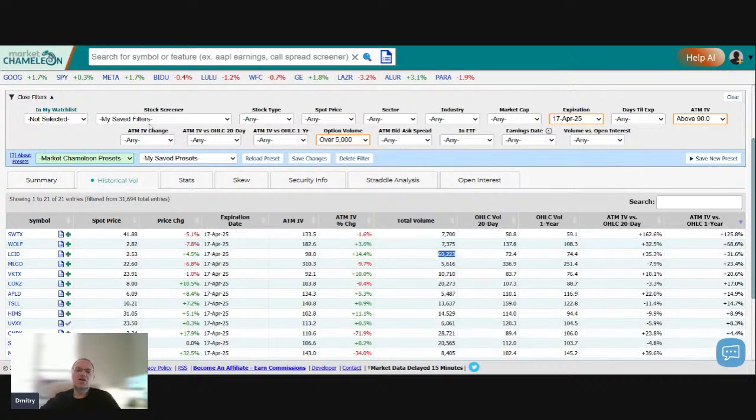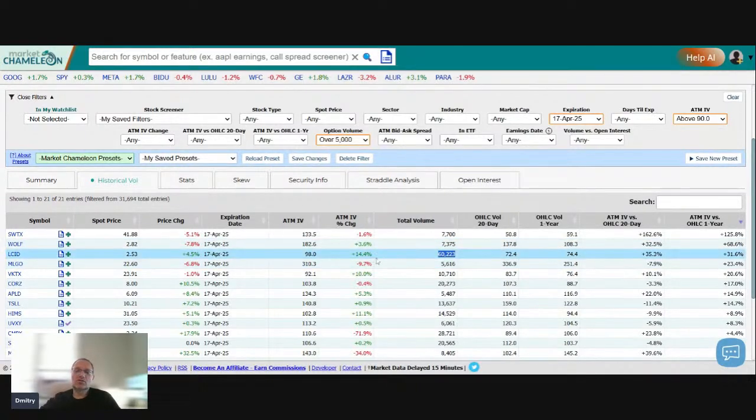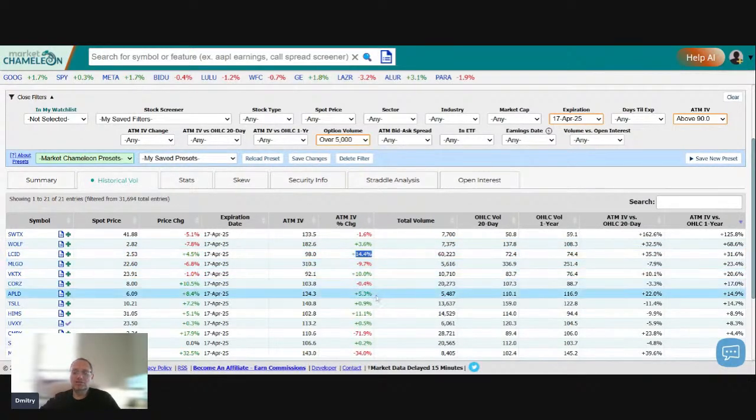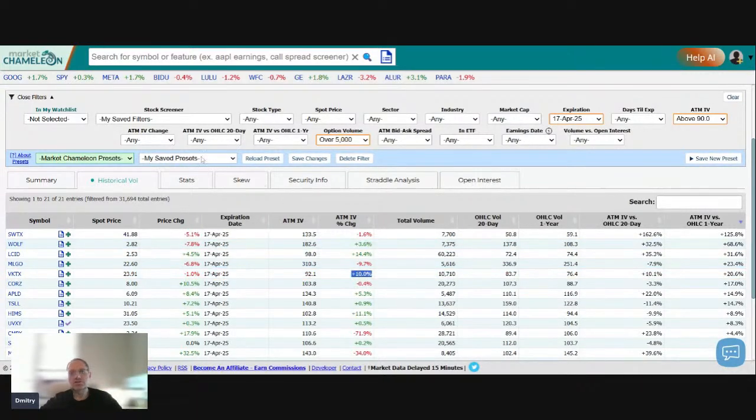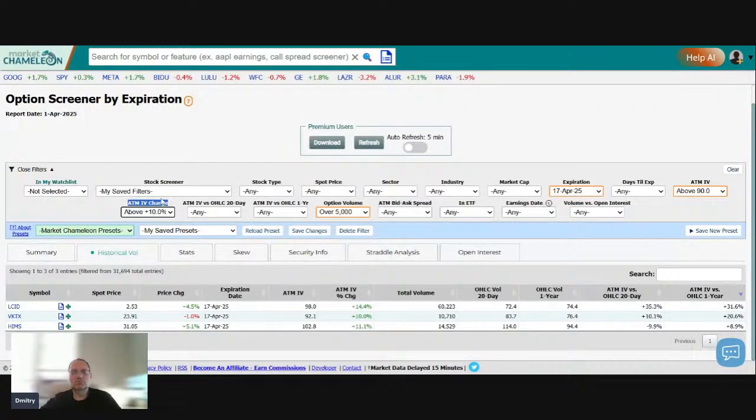And let's say that we are looking for implied volatilities that are up on a day. We want to see something where there's pressure on the implied vols, and that they're increasing. So we could do over here at the money IV change, and let's say we want it to be up at least 10% or more. All right, so now there's only 3. Okay, so we narrowed that down very quickly.